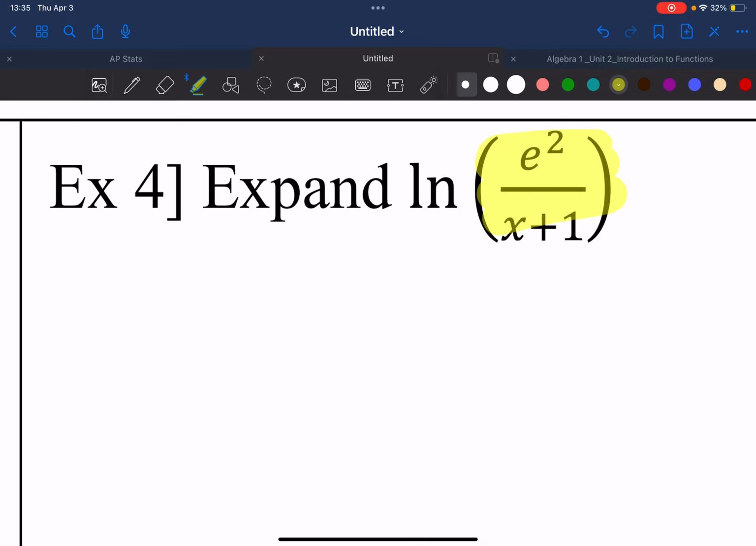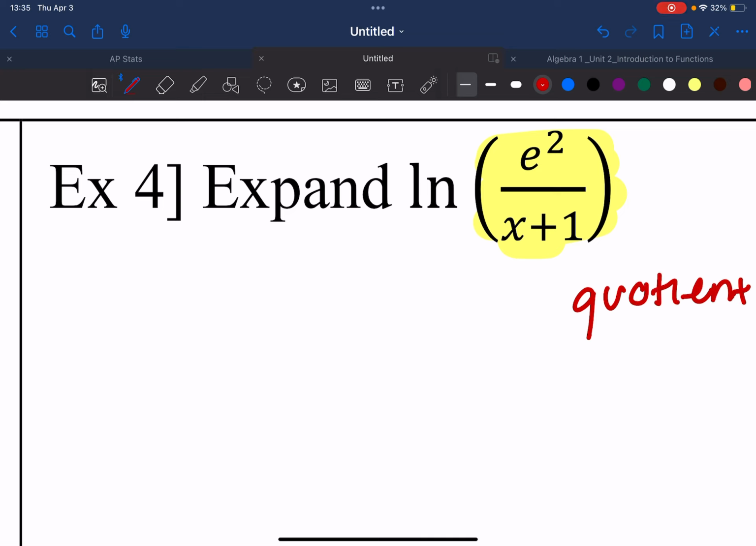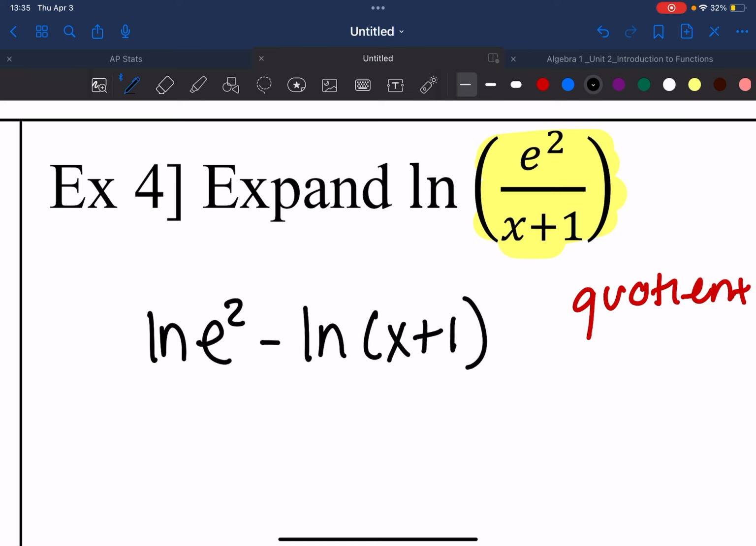Okay, number 4, I have the natural log of e squared divided by x plus 1. So since I'm dividing here, I'm going to be using the quotient property. And the quotient property states that if I'm dividing, that means I have to change that into subtraction. So this is the natural log of e squared minus the natural log of x plus 1.